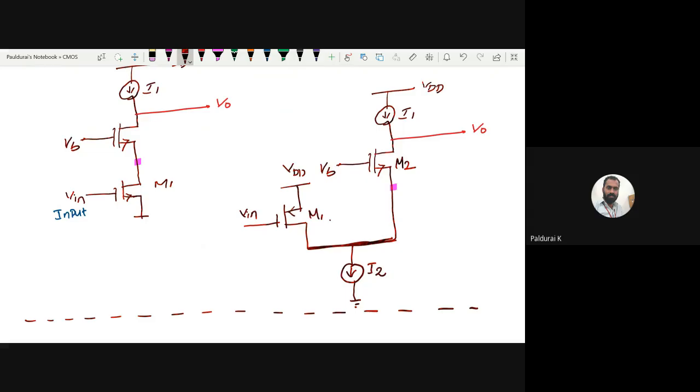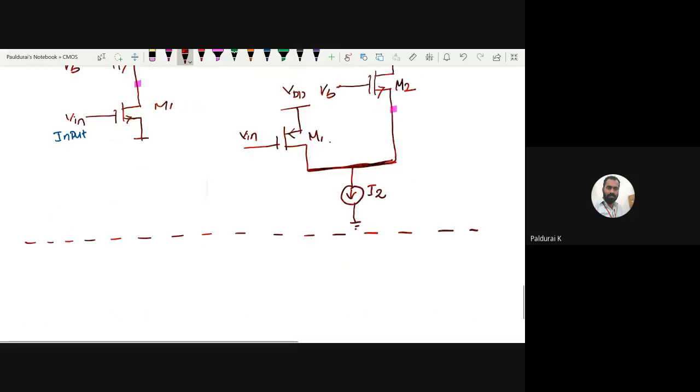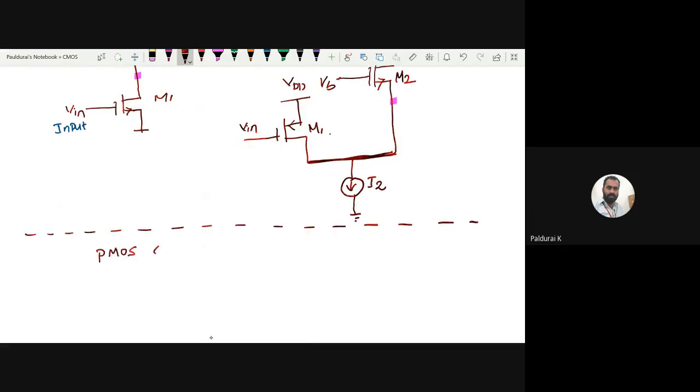You got the idea why we are moving towards the folded version. So how to sketch the circuit diagram for the folded version? Okay, the next one, PMOS we will go. PMOS cascode and its folded version.